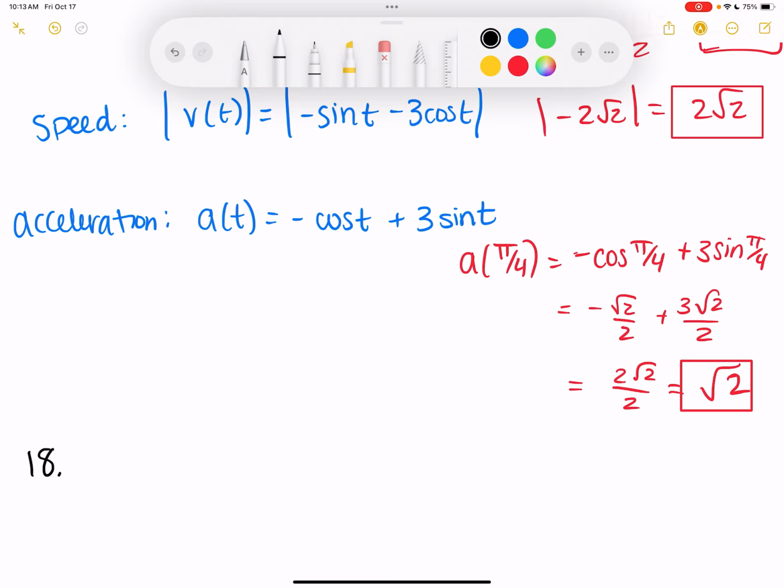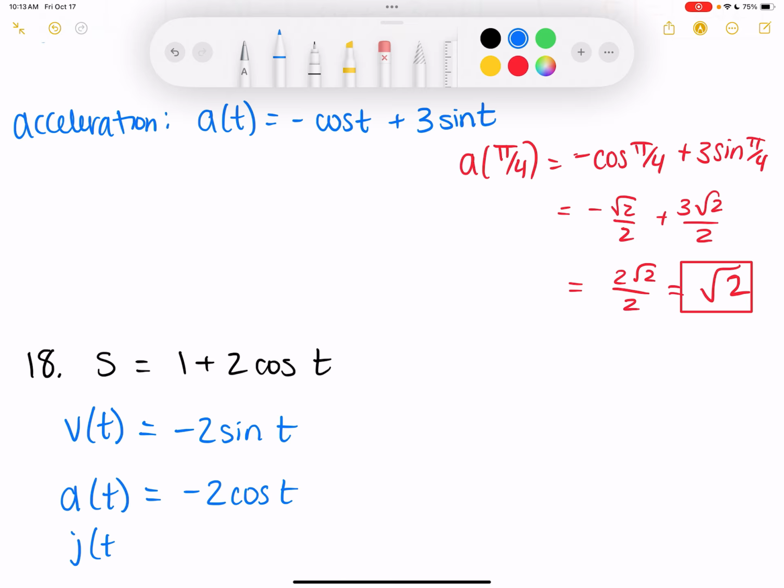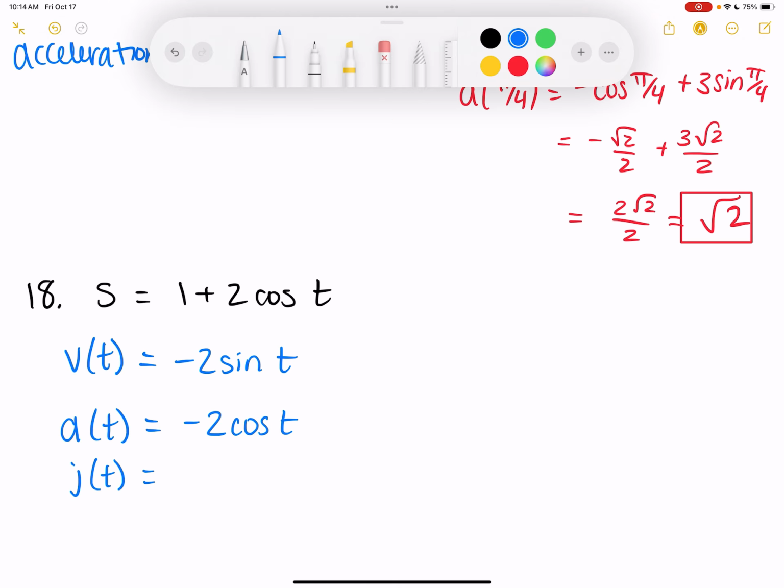So s is equal to 1 plus 2 cosine of t is the initial problem. So the velocity function then would be what? Negative 2 sine t. Yep. So then acceleration would be negative 2 cosine t. Yep. And then jerk, derivative of that, 2 sine t. Yep.